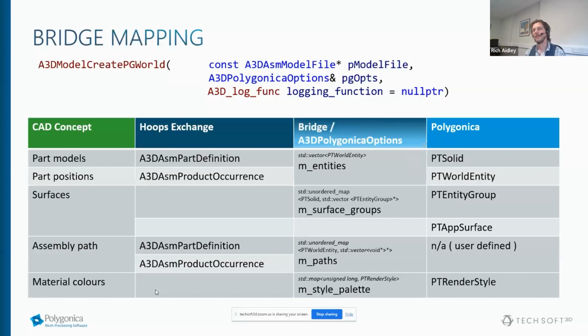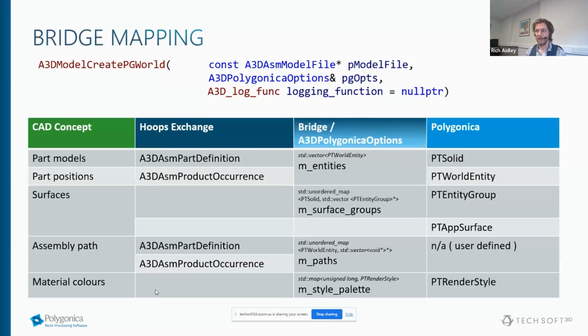But also, you can use this PT app surface, which is a property which is set on each individual triangle, when it comes back out into Polygonica. So it kind of depends what your use case is, which one of those routes you would want to take to get that information.